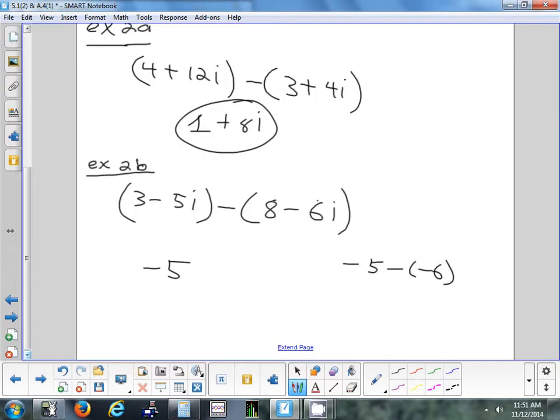What happens when you do negative 5 minus negative 6? It's negative 5 plus 6. Yeah. So what would that give me for an imaginary part? 1. 1i. Okay, or when the imaginary part is just a 1, we can write i. You don't need to write 1i. Okay, any question on that?